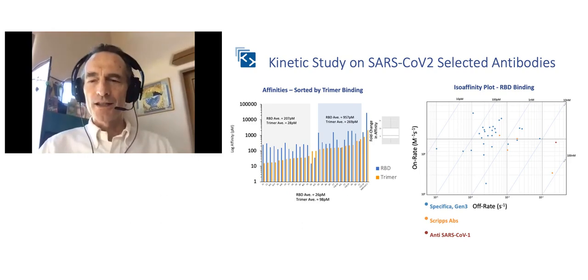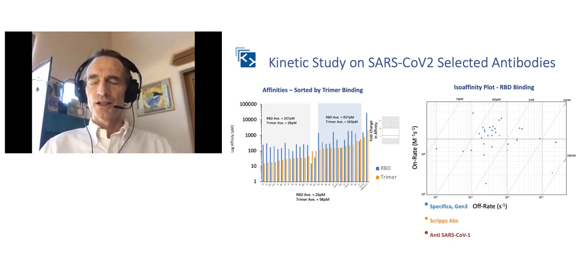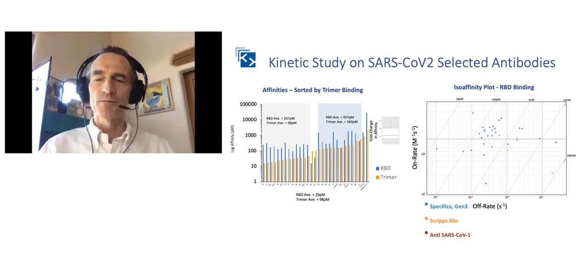In the isoaffinity plot on the right, we've plotted all the antibodies we've selected in blue, and then in orange are a few antibodies that Dennis Burton's team at Scripps pulled out from a convalescent patient. And what you can see is that the affinities of these antibodies are actually, on the whole, in the same sort of ballpark. If anything, the Specifica antibodies might even be a bit better than the antibodies that have come from patients.